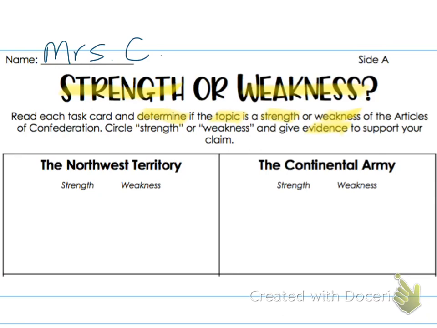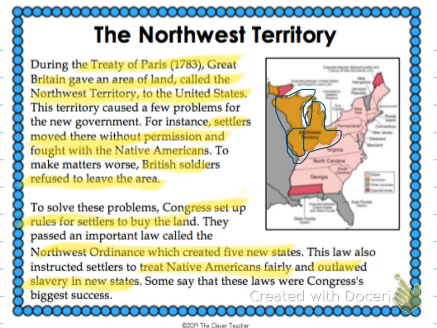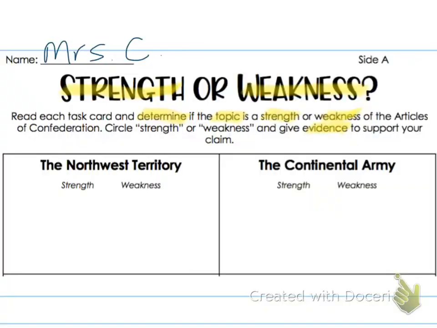So if we think about the Northwest Territory, in the beginning, at first, this paragraph is pretty shady. But down here, Congress came through and they're like, we need some rules to get these settlers to treat the natives fairly and also to outlaw slavery, which is a good thing. So in our thinking as 7th graders, we know that those benefits are not weaknesses, they are strengths.